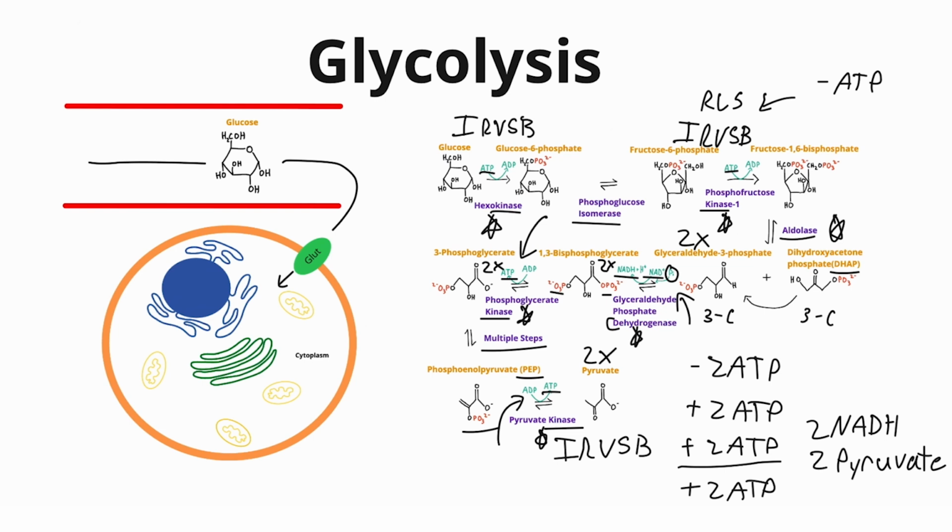The ATP can be used by the cell for energy. The 2 NADHs are going to make their way to the electron transport chain, and we're going to talk about what happens to those 2 pyruvates right now.